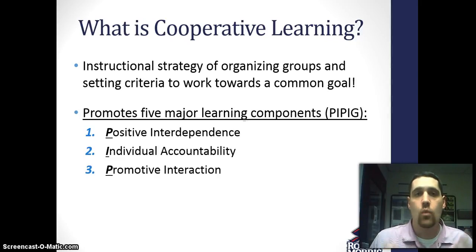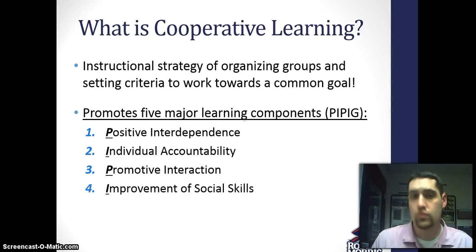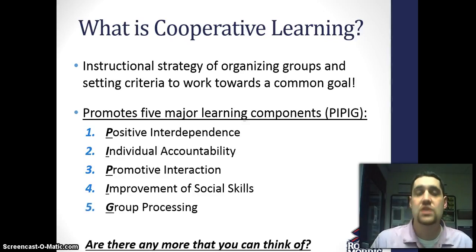Promotive interaction. If we're trying to make sure we're preparing students for the future, we need to make sure that they can interact properly with other students, especially if they don't quite agree with something, which in turn leads to an improvement of social skills. After all, what is learning? Is learning just learning content material, or is it something greater than that? Do we learn to be better human beings in the process? Lastly, the G is group processing. How does the 1 plus 1 create something better in the long run?